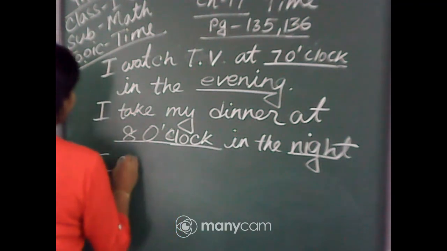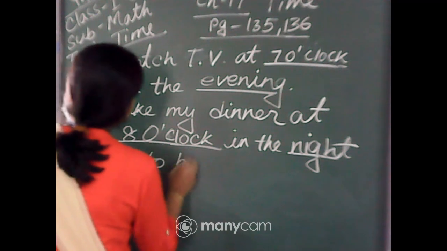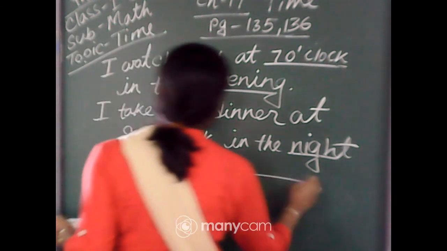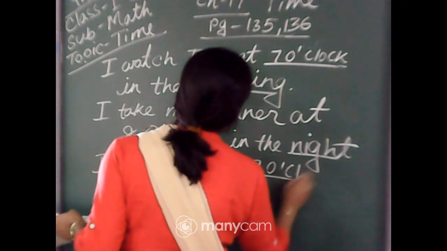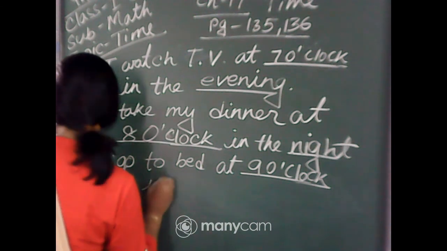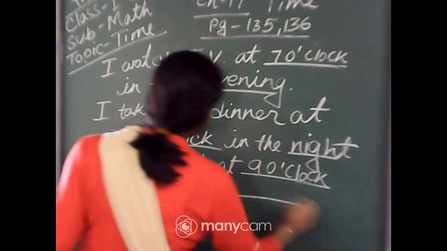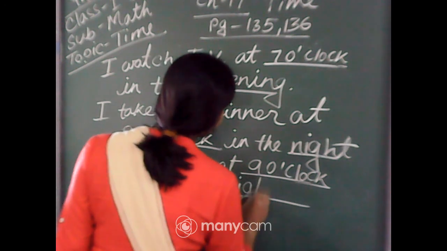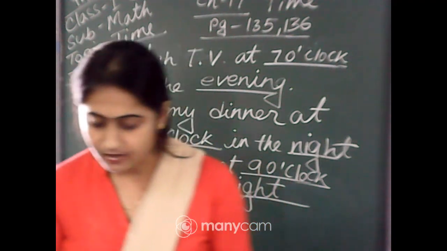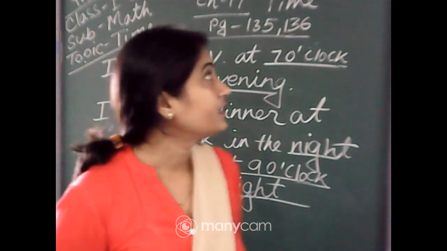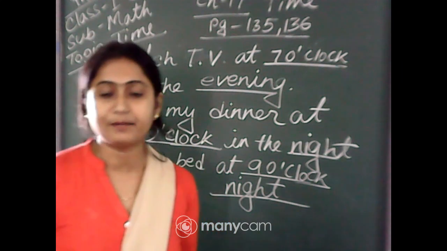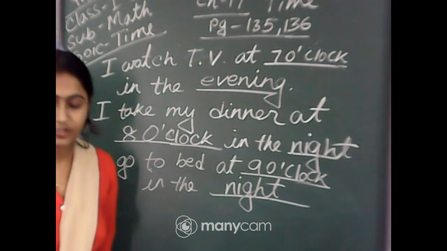Okay, so write down: I go to bed at 9 o'clock. It should be "at night," but here it is mentioned "in the" dash, so only in the dash portion write down "night." Night we go to bed for sleeping. I hope you have completed. Okay, fine. Very good, beta.